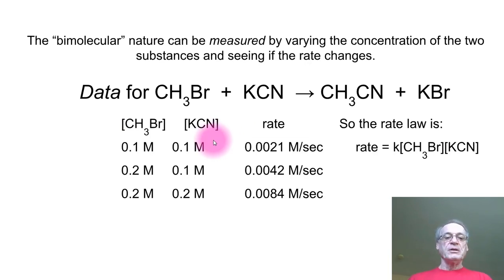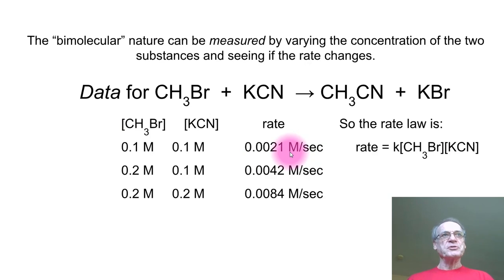Well, here's some data. So here's the experiment. Essentially, we start this reaction. We're going to take some methyl bromide and some potassium cyanide. We're going to put them together in a flask in such a way that we know their concentrations to begin with, and then we're going to measure the rate of the reaction. Now that is a mouthful right there. Measuring the rate of a reaction is not that simple, but for now we'll just not worry about how we measure the rate. But if we put in 0.1 molar of methyl bromide and 0.1 molar of potassium cyanide and measure the rate, it turns out to be 0.0021 molar per second.